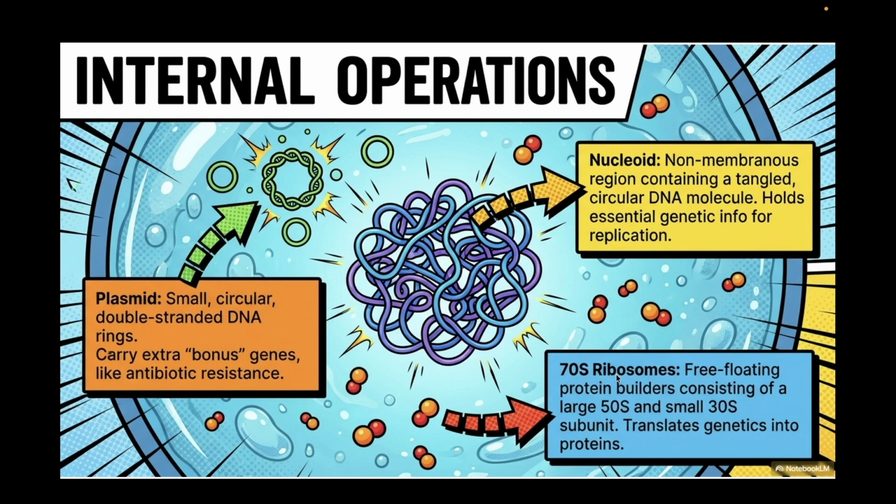Also there are 70S ribosomes which are free floating in the cytosol and help in formation of protein. These 70S ribosomes are made up of two subunits, the 50S, which is the larger subunit, and the 30S, which is the smaller subunit, and they help in translation of the protein from the DNA.